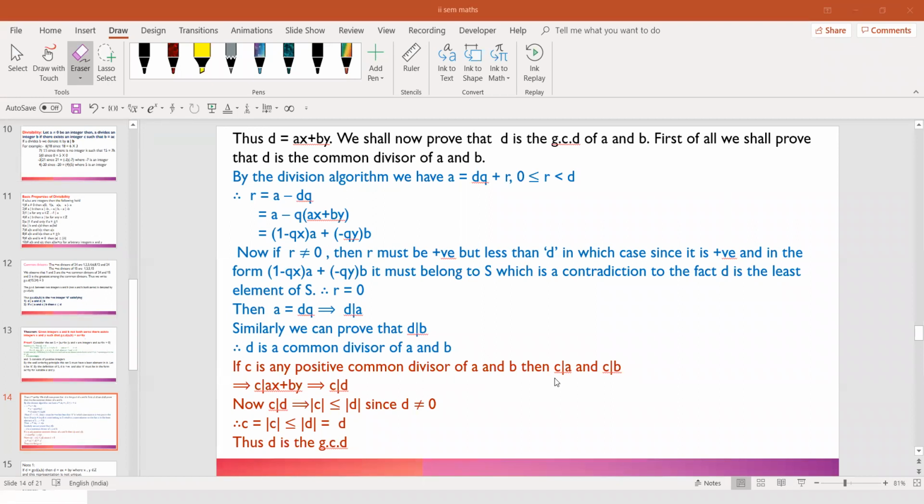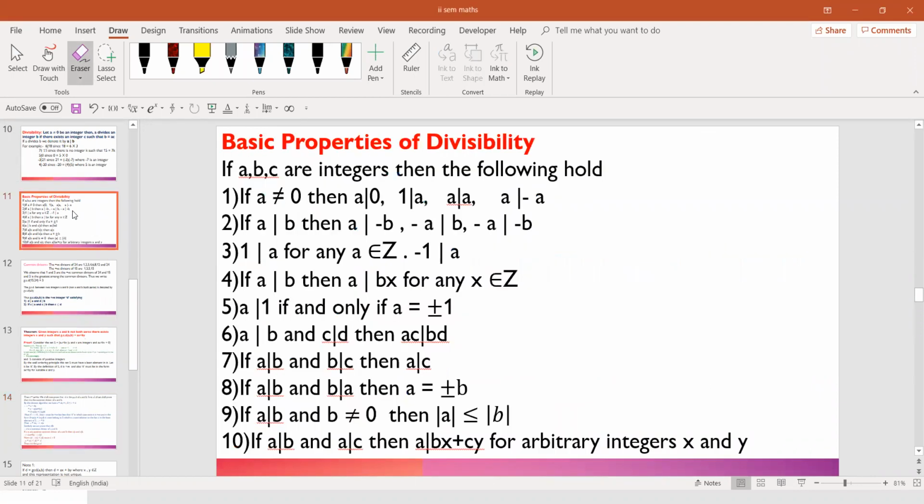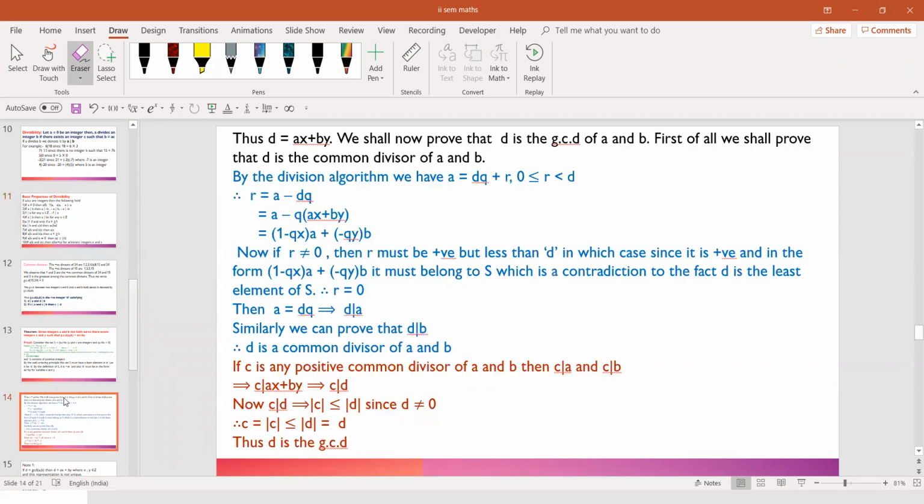So now, we have already listed properties here. See, when A divides B and A divides C, A divides Bx plus C. I am using this now. And also I am using this property: when A divides B and B is not equal to 0, modulus of A is less than or equal to modulus of B. I am using that property here now. When C divides A and C divides B, C divides a multiple of A plus a multiple of B, where X and Y are integers. So AX plus BY is nothing but D. So C is a divisor of D.